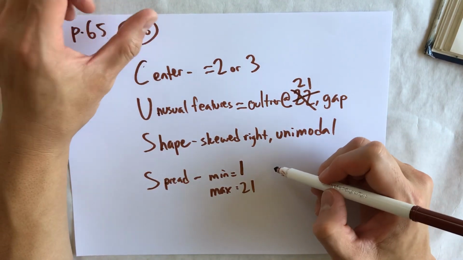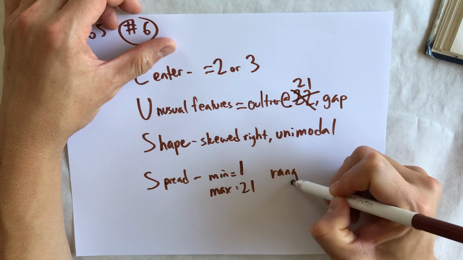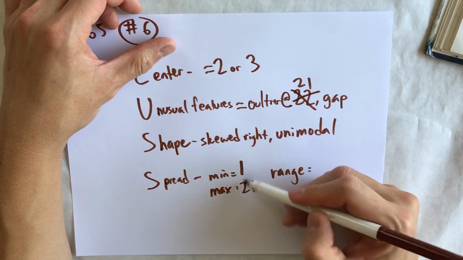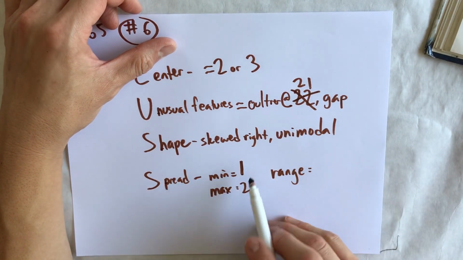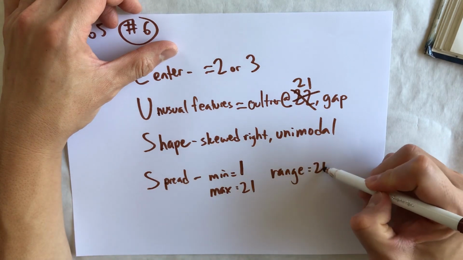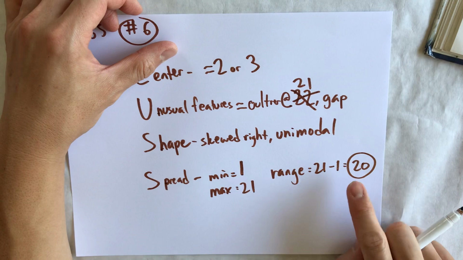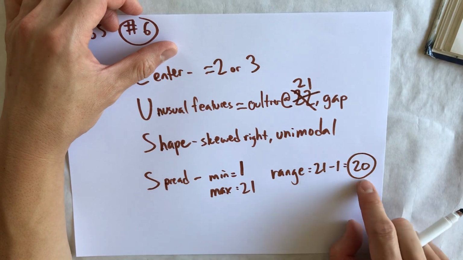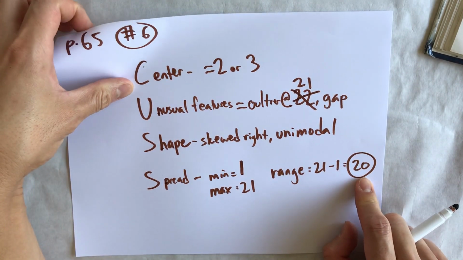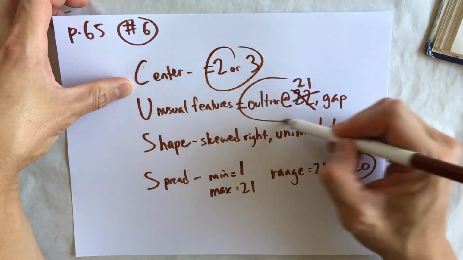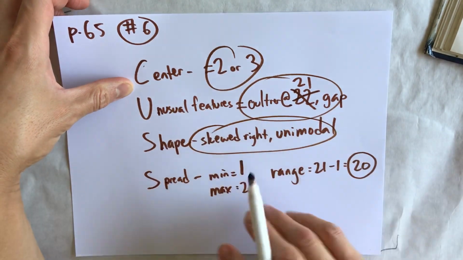So spread, you're gonna calculate your range here. Your range is the difference of these two. So don't say your spread is 1 to 21. Rather subtract it. 21 minus 1 is 20. Okay, that's a key difference. Don't say 21 to 1, just say 20. All right, so we have properly described number 6. Let's go to number 12 now on the next page.